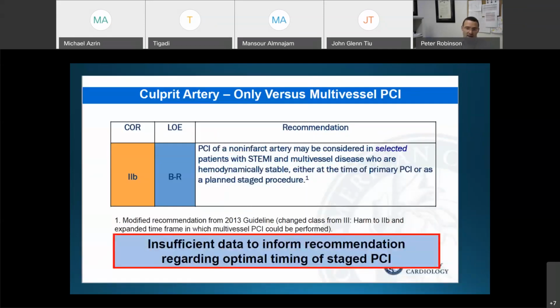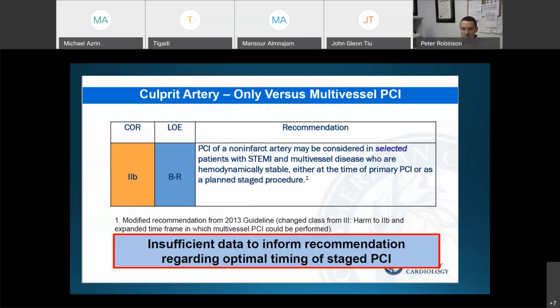And that's why, still currently, this could change, and we're going to talk about the trial that may or may not change this, it's a 2B recommendation to do PCI of the non-infarct related artery. It can be done in selected patients with STEMI and multivessel disease who are hemodynamically stable, either at the primary PCI or as a planned staged procedure.